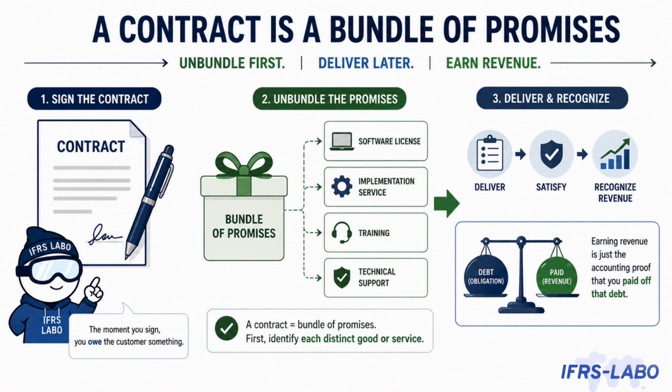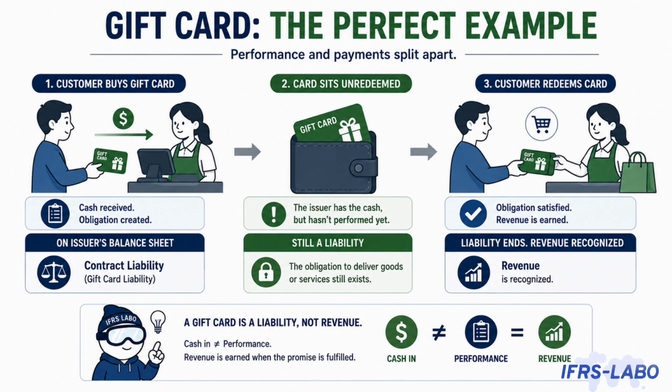To put it in a way we can all relate to, think about that unredeemed gift card sitting in your wallet right now. It is a perfect illustration of how performance and payments split apart. That little piece of plastic is actually a liability living on the issuer's balance sheet as a contract liability. They have the cash, sure, but they haven't performed yet. Only when you finally go buy something does that obligation die and their revenue is born.